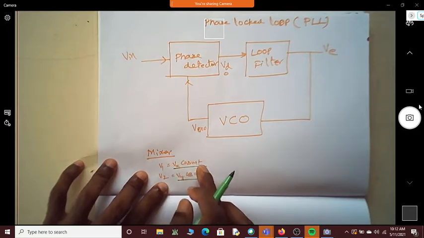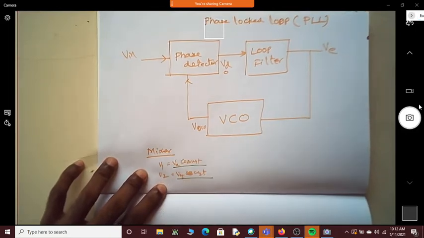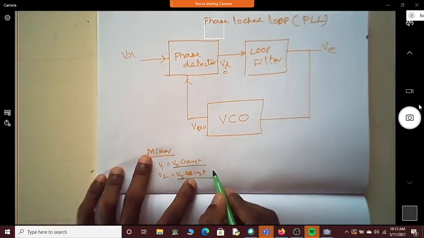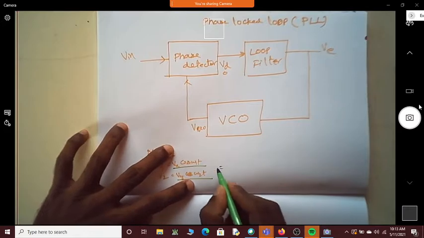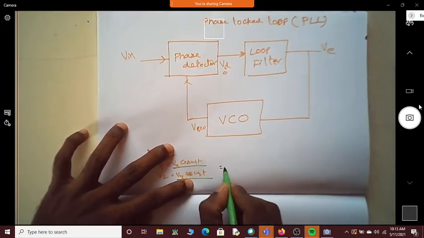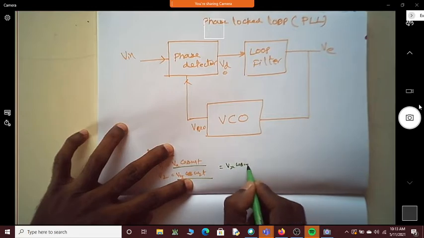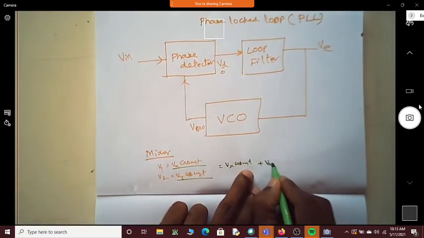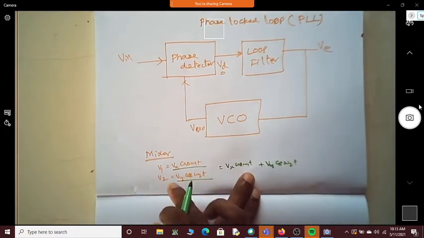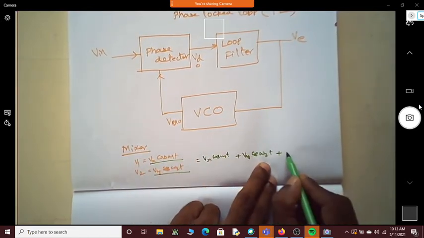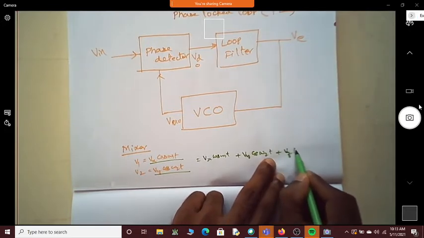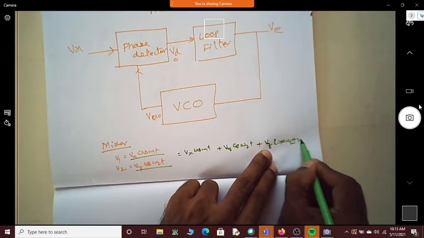These are the two signals, and they will get mixed. This mixer is nothing but a circuit made out of transistors. It's a nonlinear circuit. It will have the signals as they are, that is, Vx cos omega 1t plus Vy cos omega 2t, the same signals, and it will also have their addition and subtraction. So it will have Vz cos (omega 1 plus or minus omega 2)t.